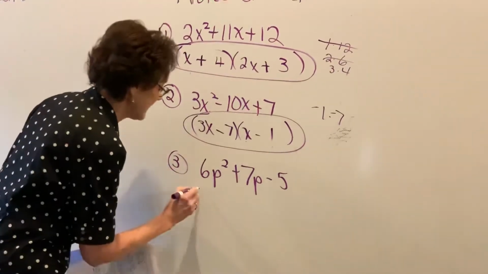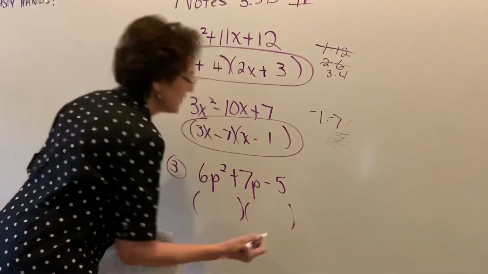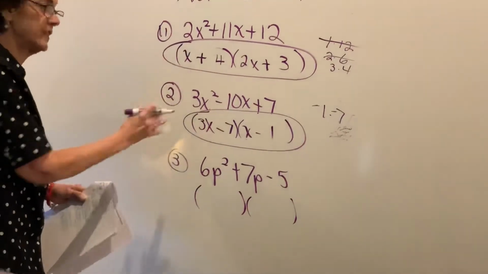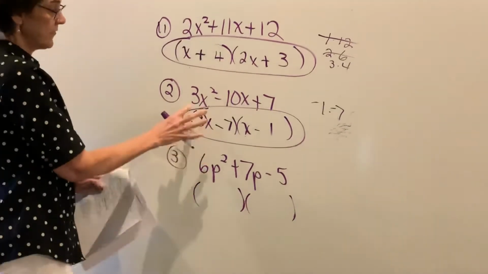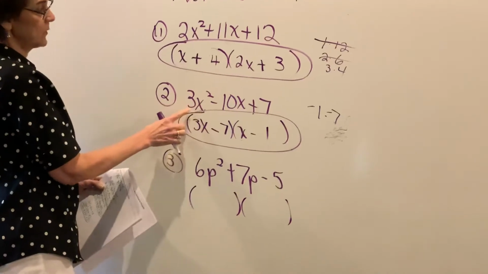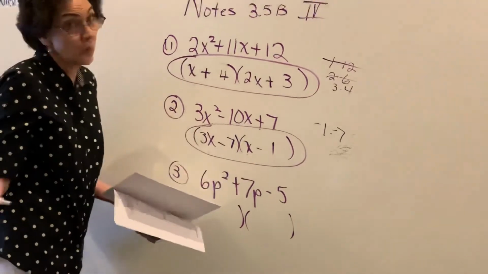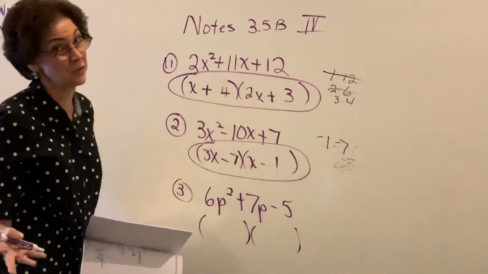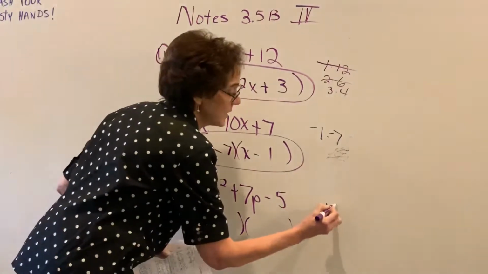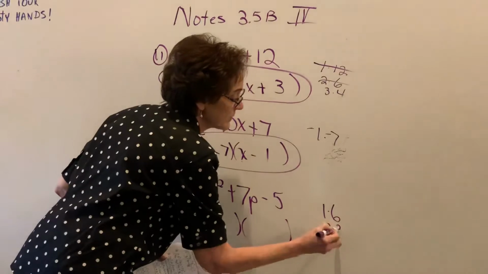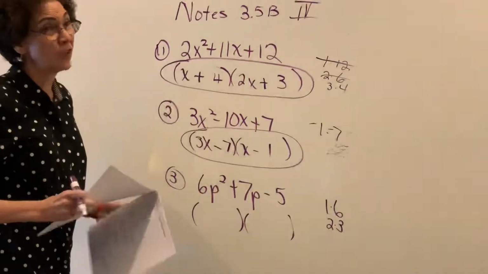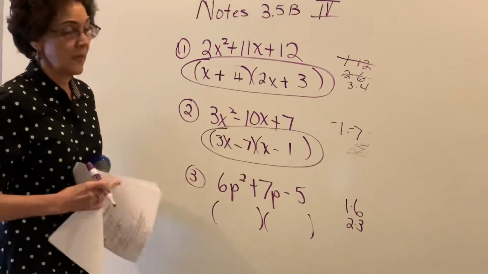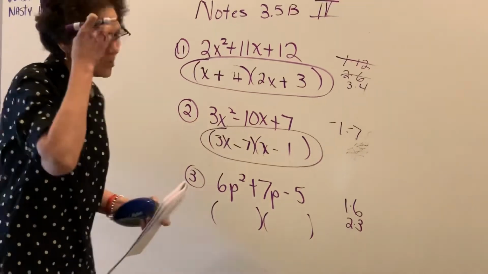No. All right. So this one's a little bit different than the other two because look, the first times when we did the 2 and the 3, there's only one way to get a 2 or a 3. But for a 6, we got 2 options. It could be a 1 times a 6 or a 2 times a 3. So you just have to pick one and go for it. All right, so what do you think we should try?